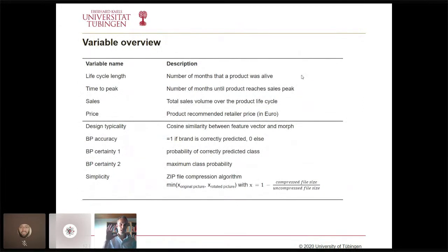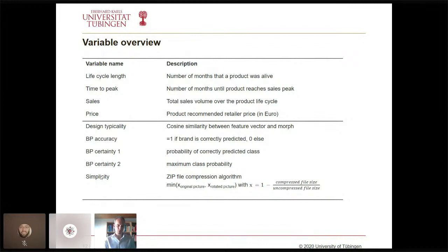So here are the variables that we have in our study. On the top of this table, you see the generic variables that are delivered to us by the retailer. And then we have those variables that we create with the neural networks: the design typicality, and the brand. BP stands for brand provenance accuracy, and the certainty, which are the probabilities.